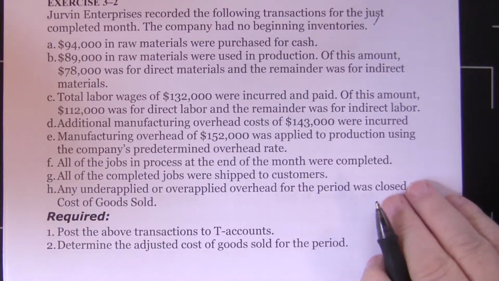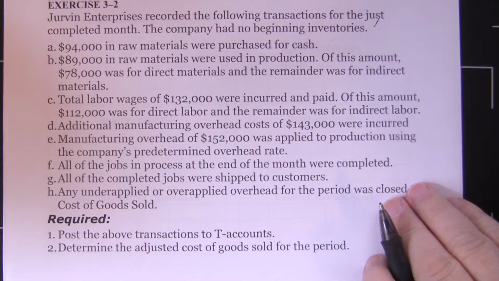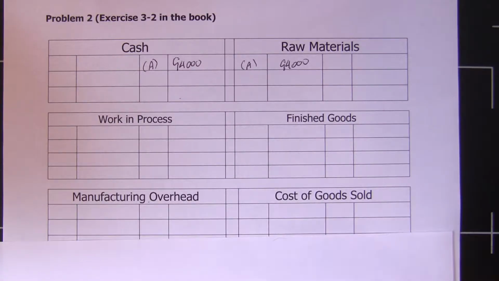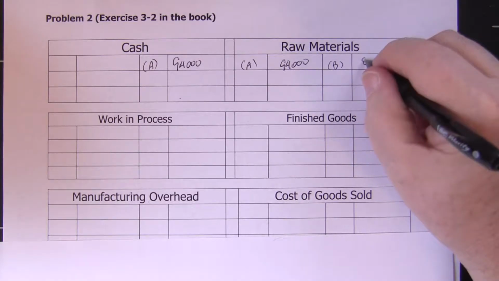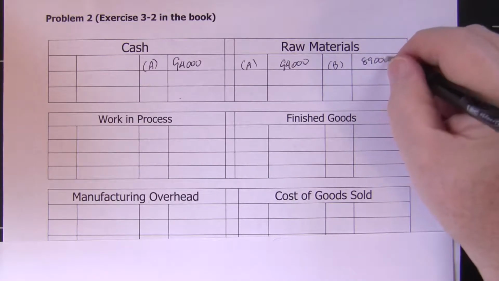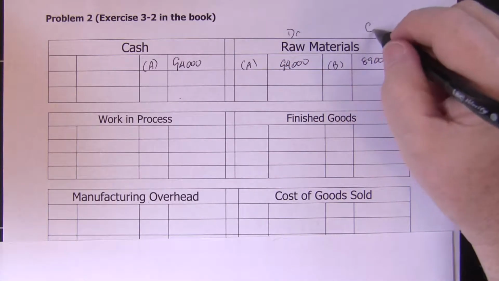The next thing they tell us is that $89,000 in those raw materials were withdrawn and used in production. $78,000 was for direct materials, and the remainder was for indirect materials. Okay, so first of all, we have to take out all $89,000. This is transaction B. And this is obviously debits and credits.